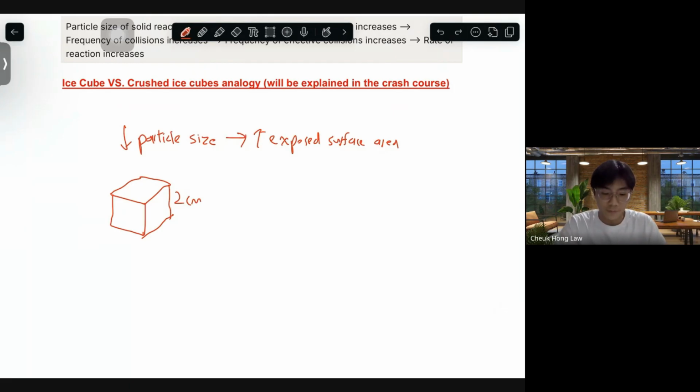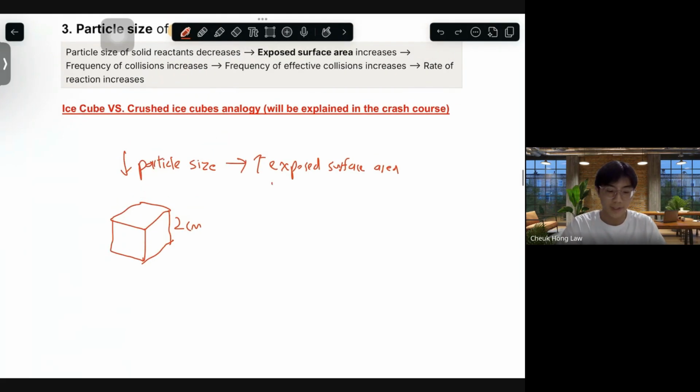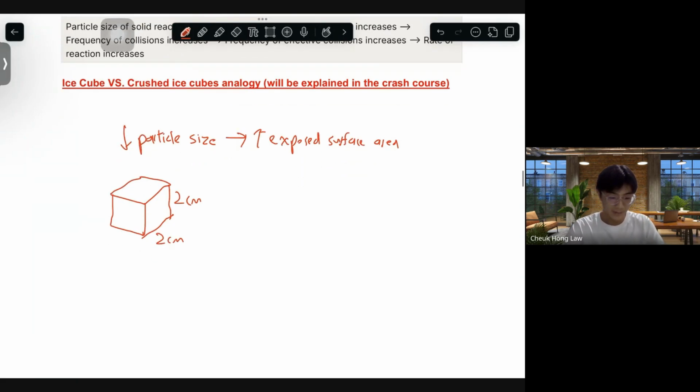Surface area to volume ratio, you can say that also, but in our syllabus, we can just say exposed surface area. So let's look at this. Let's say this ice cube is 2 cm each side. The area of one side is 2 cm times 2 cm. Then how many sides does a cube have? Come on, anyone? 6, yes. So 4 cm squared times 6 is 24 cm squared. This is the surface area for your ice cube.